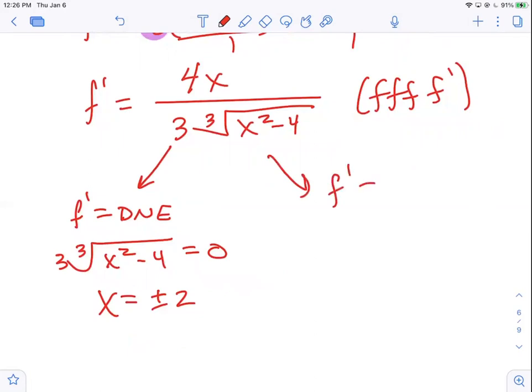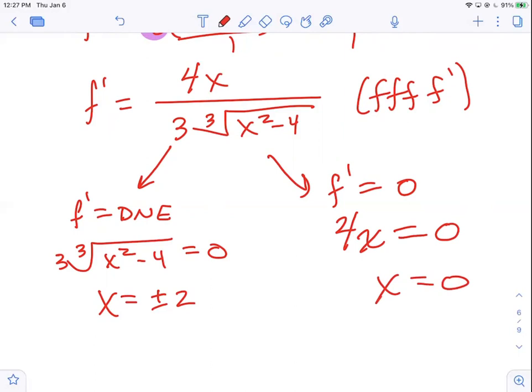And now we'll say f prime equals 0. When is a fraction equal to 0? Not when the denominator is 0, but when the numerator is equal to 0. We have to show that. We always have to show the equation we're solving. And so there we go.